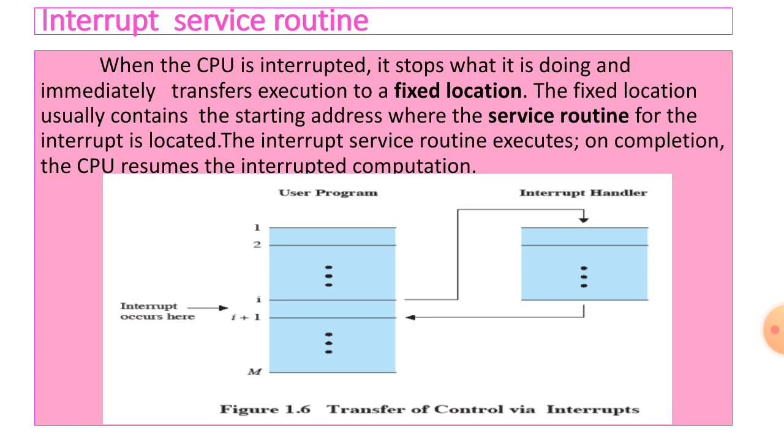Interrupt service routine. When the CPU is interrupted, it stops what it is doing and immediately transfers the execution to a fixed location. The fixed location usually contains the starting address where the service routine for the interrupt is located. The interrupt service routine executes. On completion, the CPU resumes the interrupted computation. This diagram represents the interrupt service routine.